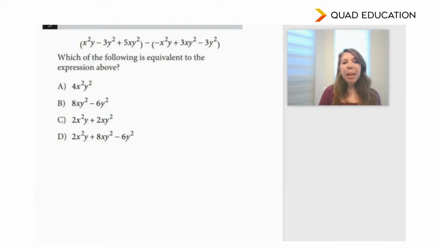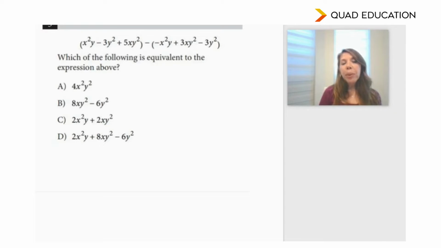It's very easy to make mistakes on the math portion of the SAT and ACT exams, but there are some strategies that you can use just to help cut down on making some of those mistakes. One strategy is to be very methodical in your calculations. Let's look at an example.